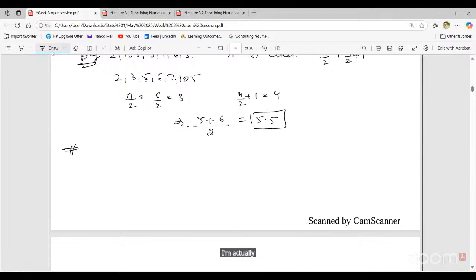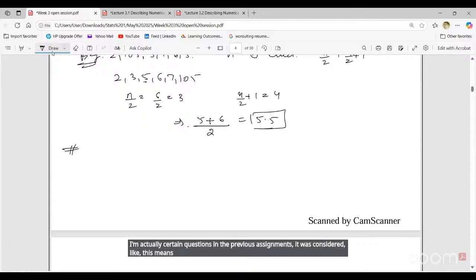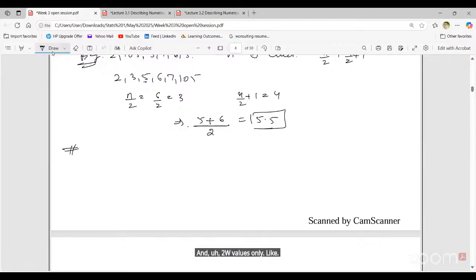Actually, in certain questions in the previous assignments, it was considered like this: when there are an even number of observations, then the median is the two values only. Like here, according to them, it would be 5 and 6. That was a categorical thing, right? This is numerical. The concept is different.